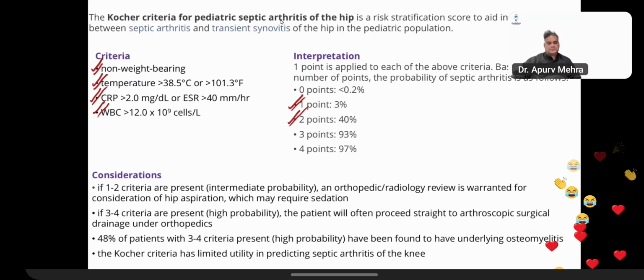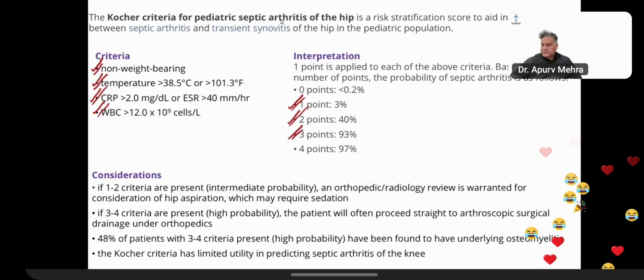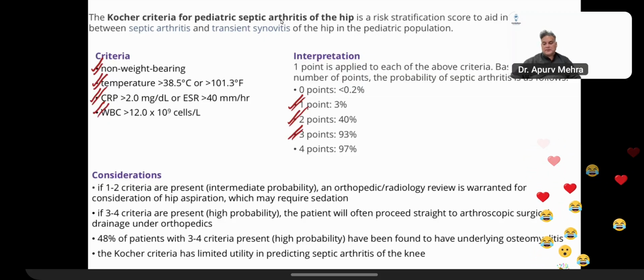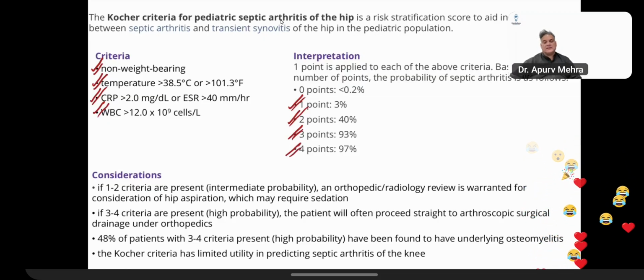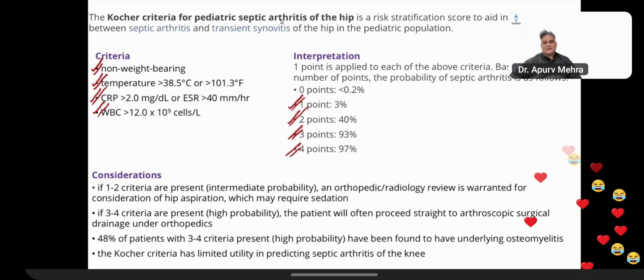Okay, moving ahead. If 3 points are positive, 93% probability, and with 4 points, 97% probability of diagnosing septic arthritis.